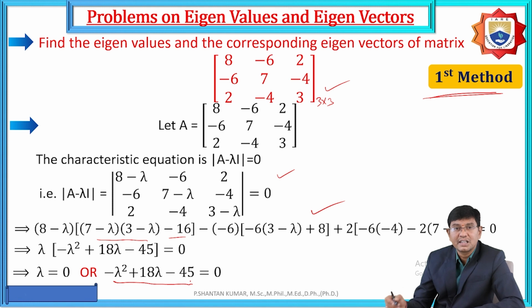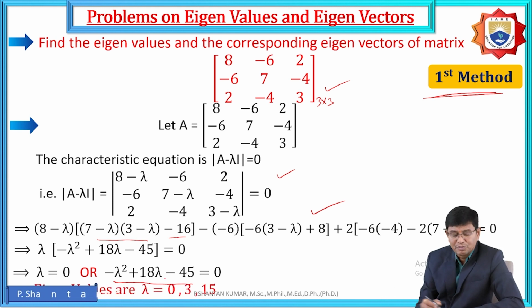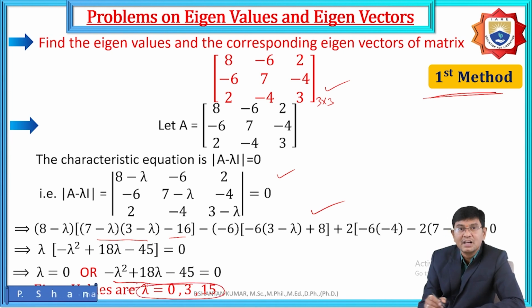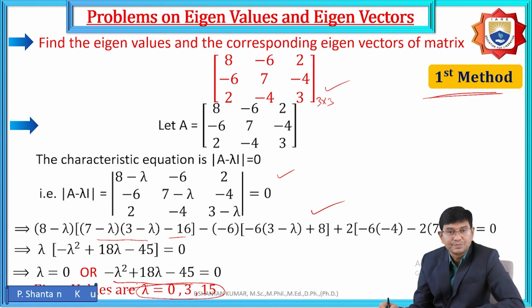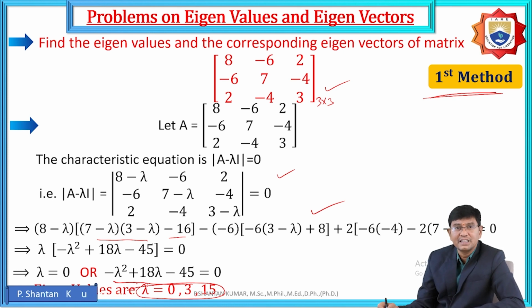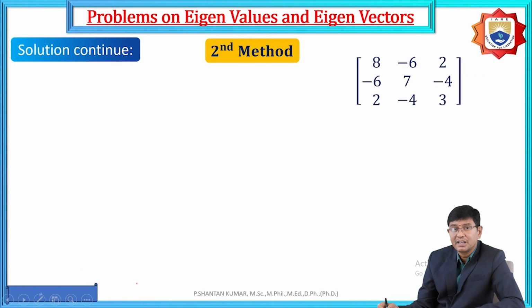In the previous lectures we discussed this briefly, and it is nothing but lambda is equal to, from this second equation, 3 comma 15. That means entirely here the eigenvalues are 0, 3, 15. Therefore, after finding these eigenvalues, because it is a 3 by 3 matrix, we obtain 3 eigenvalues. And further, we need to recall the second method to find the eigenvalues.